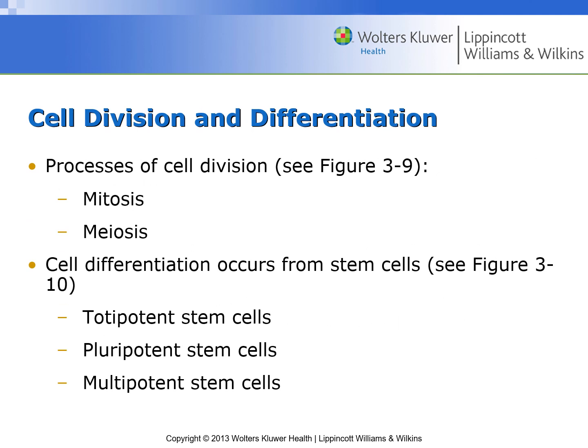Now let's consider cell division and differentiation. The process of cell division takes place either by way of mitosis or meiosis. Cell differentiation occurs from stem cells, and there are three types: totipotent stem cells, pluripotent stem cells, and multipotent stem cells.